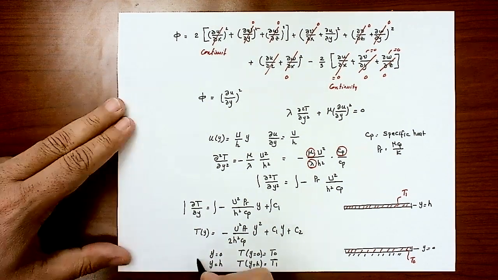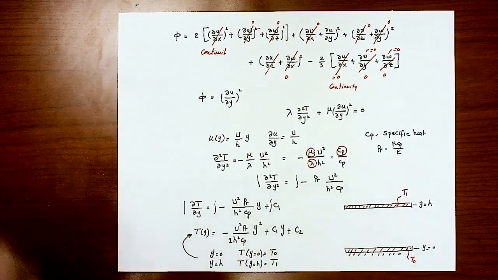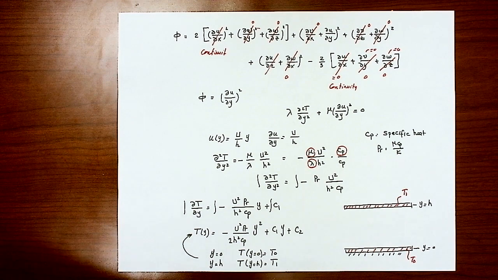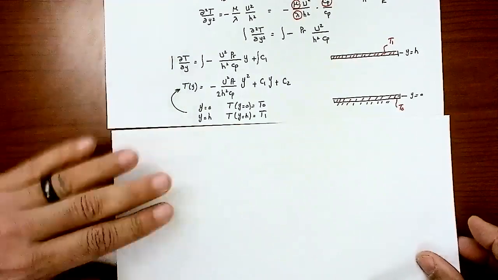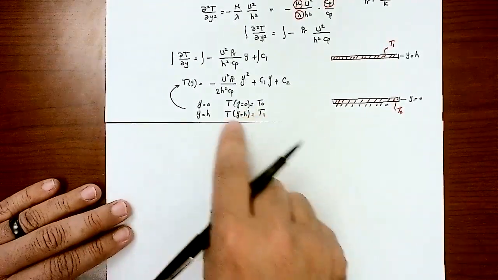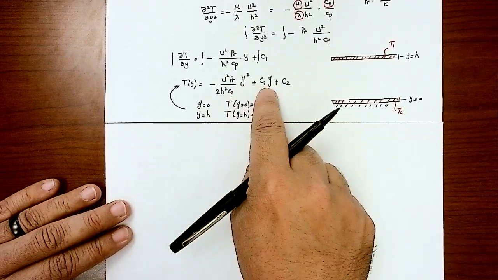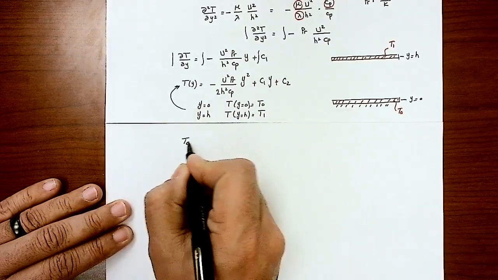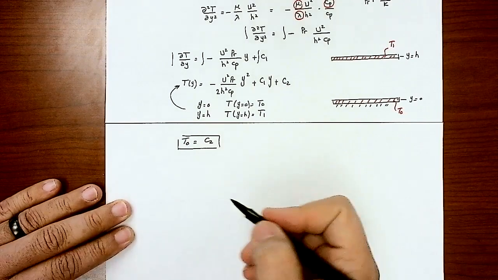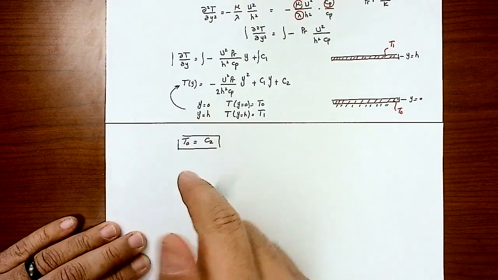Let's substitute the boundary conditions into this equation so we can actually find the constants C1 and C2. If I use the first boundary condition, I put Y equals 0. So I will get from here T naught is equal to C2. So I got the first constant very quickly here. Then I will go for the second condition.